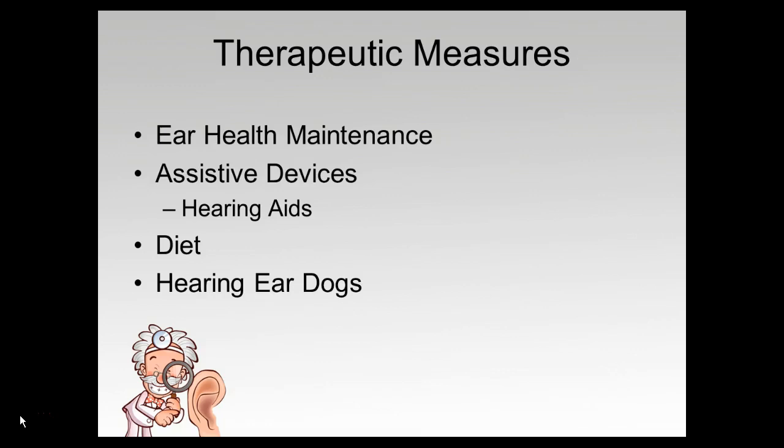Part of therapeutic measures is making sure devices like hearing aids are working appropriately, and educating our patients how to care for them. Appropriate diet, and hearing tests as needed.